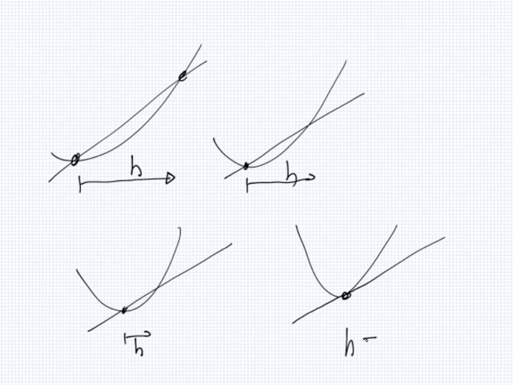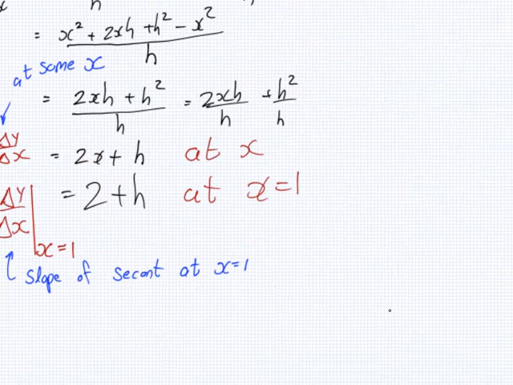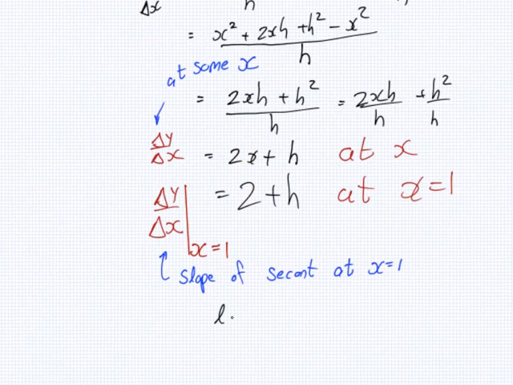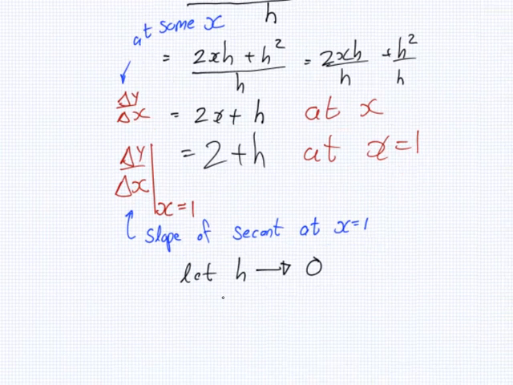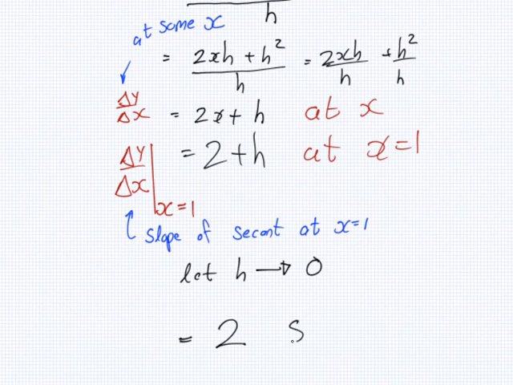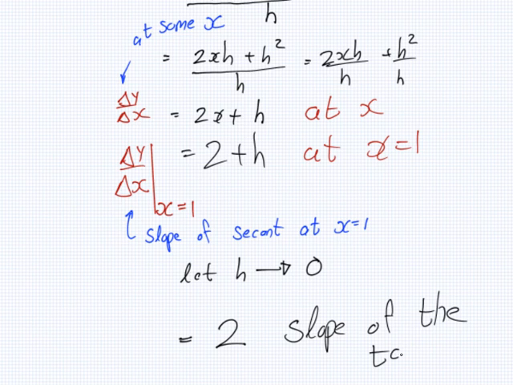the h is the distance from here out to the second point. And likewise, here it is here, and likewise, there it is there. So in this case, what has happened to the h? It's become 0. So this is the idea. If we let h shrink to 0, then what will our answer be? 2. It'll be 2. And this is the slope of the tangent.